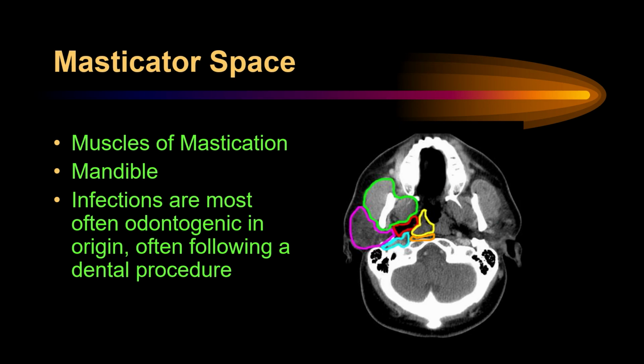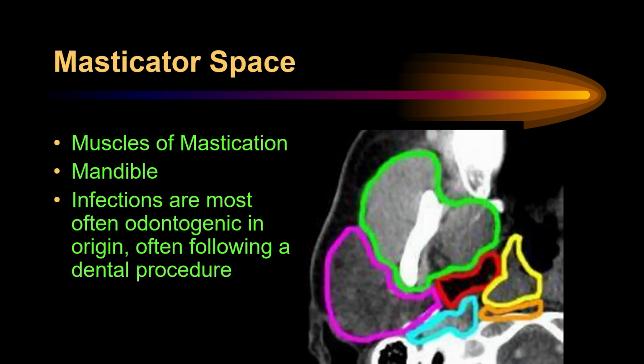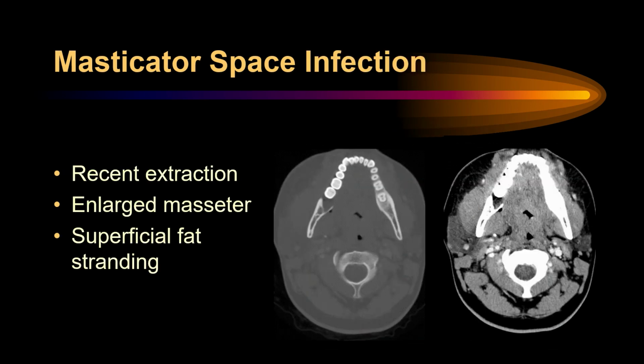Okay, let's move to the masticator space. It's kind of an easy one. It contains part of the mandible, muscles of mastication, and given that anatomy, the infections in this space are often odontogenic in origin. And I don't know about your ED, but man, everybody in my ED has bad teeth, and that can lead to a lot of infections.